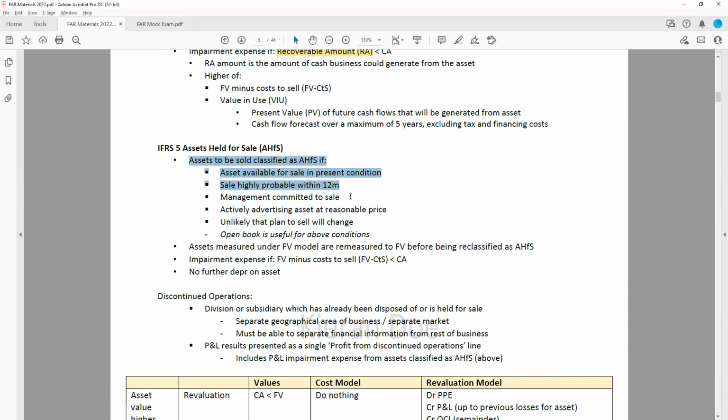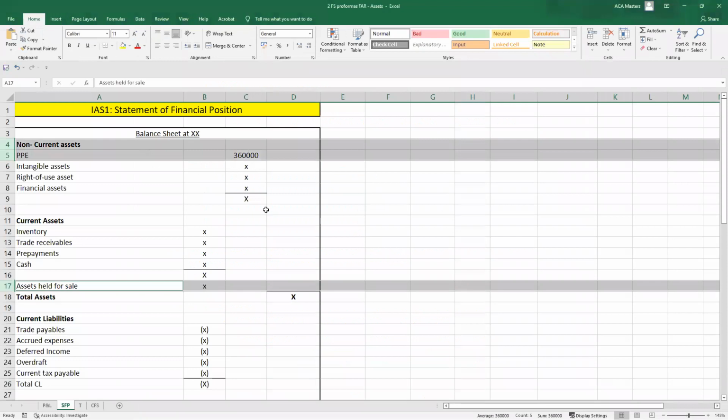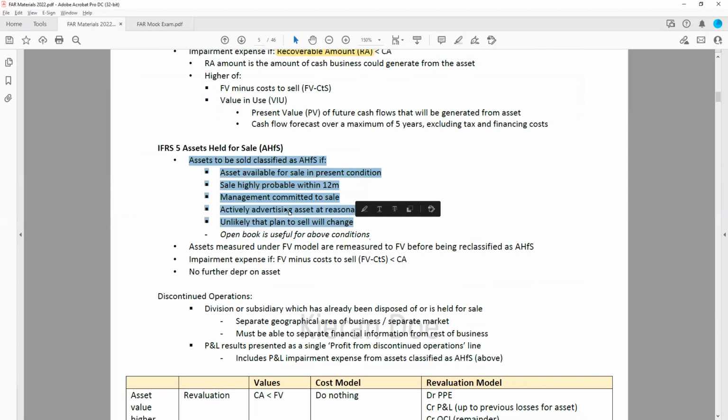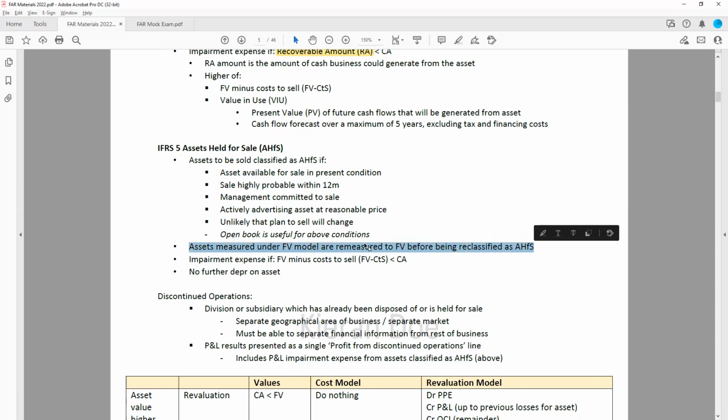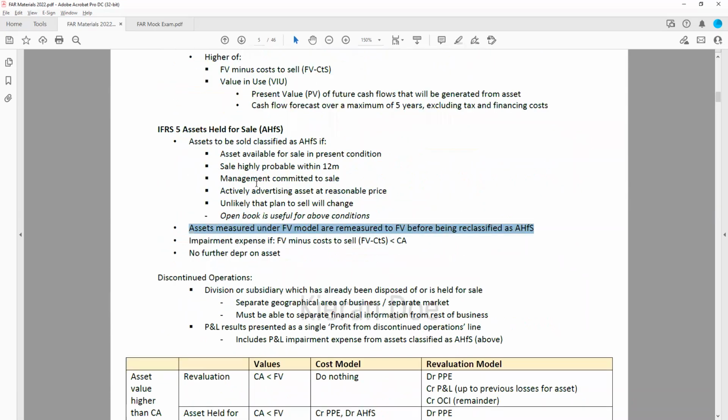So if they do meet these strict conditions. Now, if they don't meet these strict conditions, it just continues to be treated as PPE, normal cost model or revaluation model, and it's still PPE. But if they do meet these conditions, then firstly, assets which are measured under the fair value model are remeasured to fair value and then classified as assets held for sale. Now, if they don't use the fair value model for the assets, if they're not using a revaluation model, then you don't need to do this step. So if we're not uplifting assets to fair value, then we don't need to do this step.